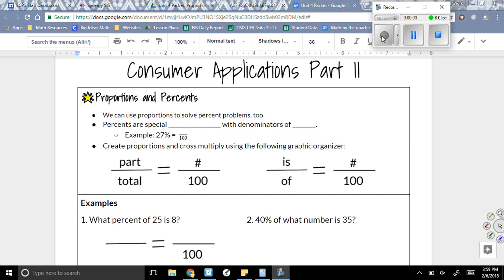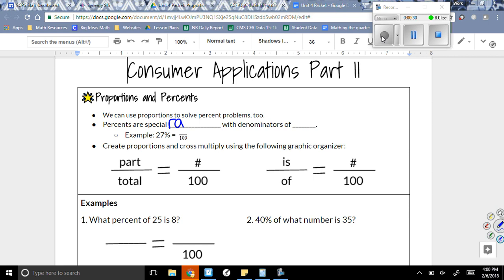All right, now we're going to be filling out the notes that are on page 12 of your Unit 4 Proportions packet. This is an extension of our consumer applications, but they're a little bit different type of problem. So first, looking at these bullet points, proportions and percents. We can use proportions to solve percent problems too. Percents are special ratios.